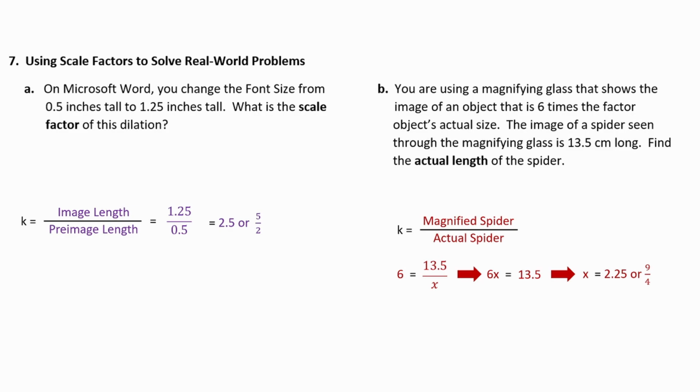If you didn't set this up as an algebraic equation, you could just say 13.5 divided by 6. That would make sense as well. But I just want to show you this is how you would set it up if you were trying to use algebra to solve this.